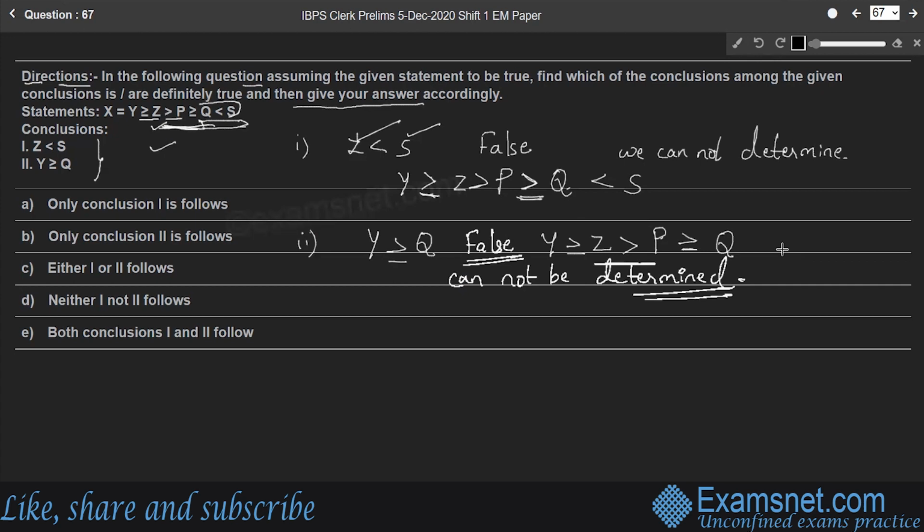Hence, neither one nor two follows. Both the conclusions are false. Therefore, option D is the right answer.